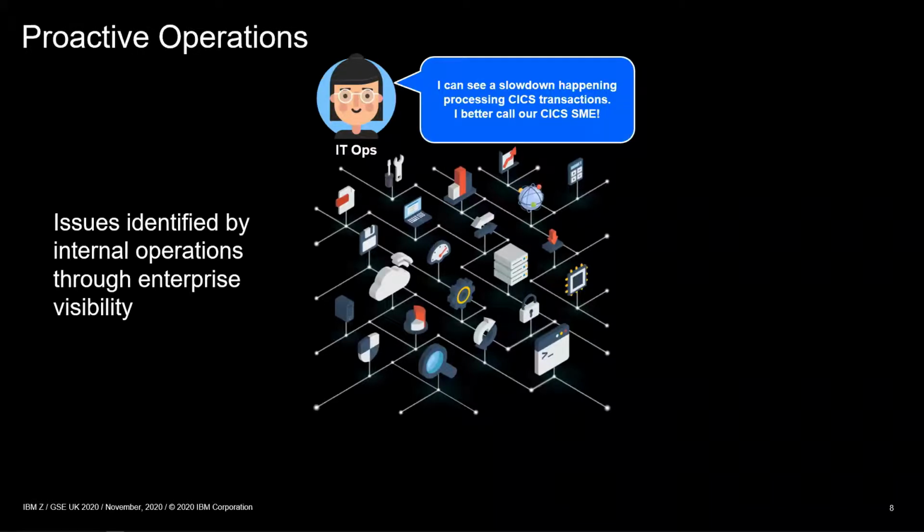And the presentation I did yesterday was all about how we can bring Z data and integrate that across the enterprise, so that we can bring IBM Z into APM solutions or log analysis solutions like Elastic Stack or Splunk, so that enterprise ops has a full picture. So in this case, she can see that something's happening in CICS. She knows who to call. She can see exactly where that slowdown is occurring.